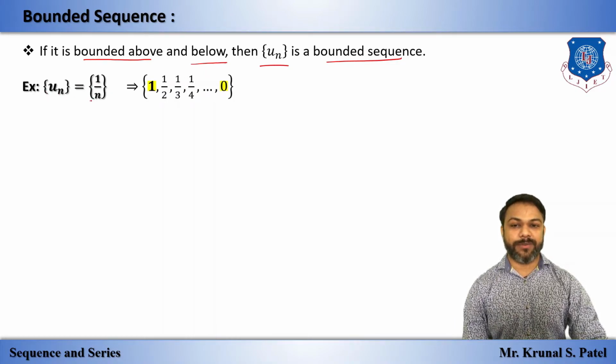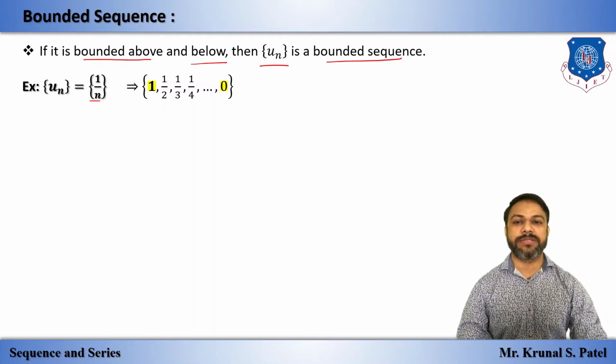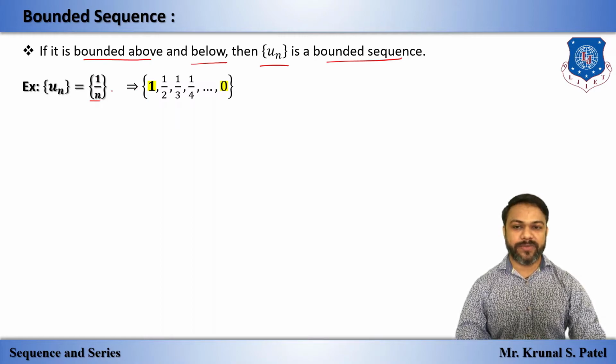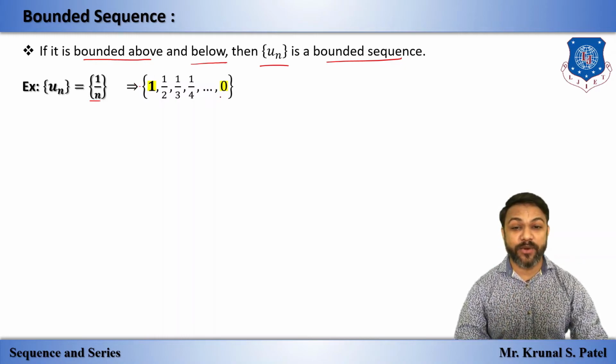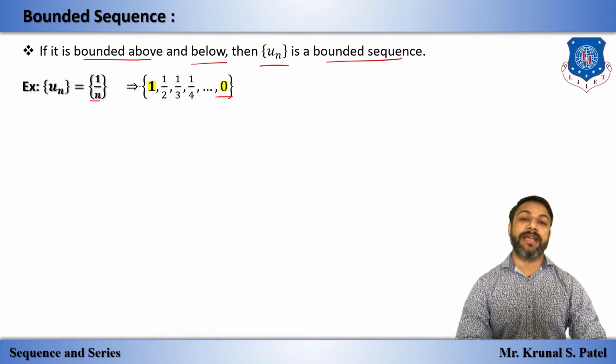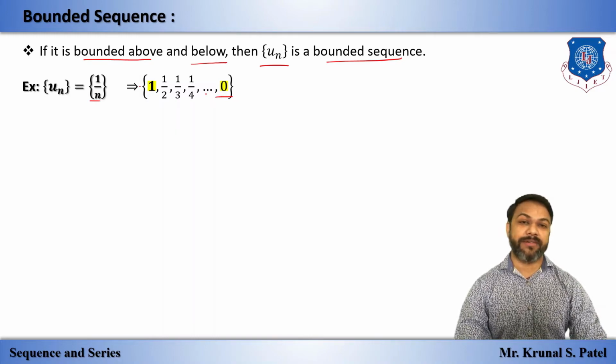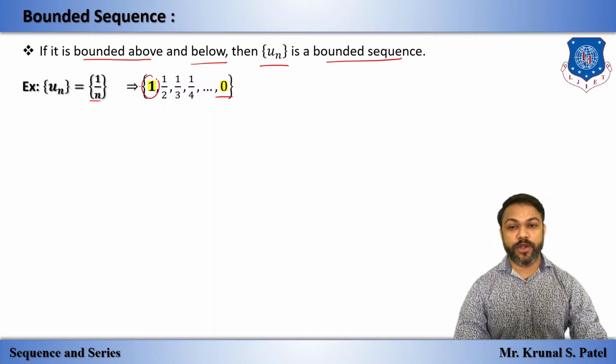So un is equal to 1 by n. We know that this sequence starts from 1. So 1 by 1 is 1, then 1 by 2, 1 by 3, 1 by 4, 1 by 5, up to infinity. 1 by infinity is 0. And after 0, we don't have any term. So this is our lower boundary, this is our upper boundary.